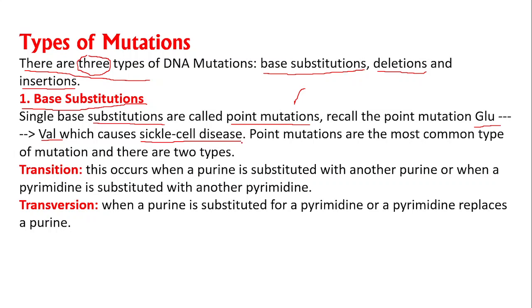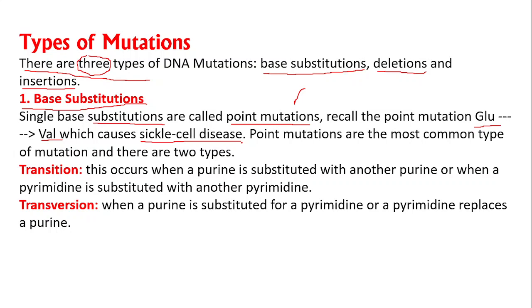In the sixth position of the beta globin chain of hemoglobin, due to replacement of one particular nitrogenous base, what will happen? The mutation will result. Due to that mutation, GAG will be turned into GUG. So that will ultimately lead to what? GAG will turn into GUG, so glutamic acid will be replaced by valine.